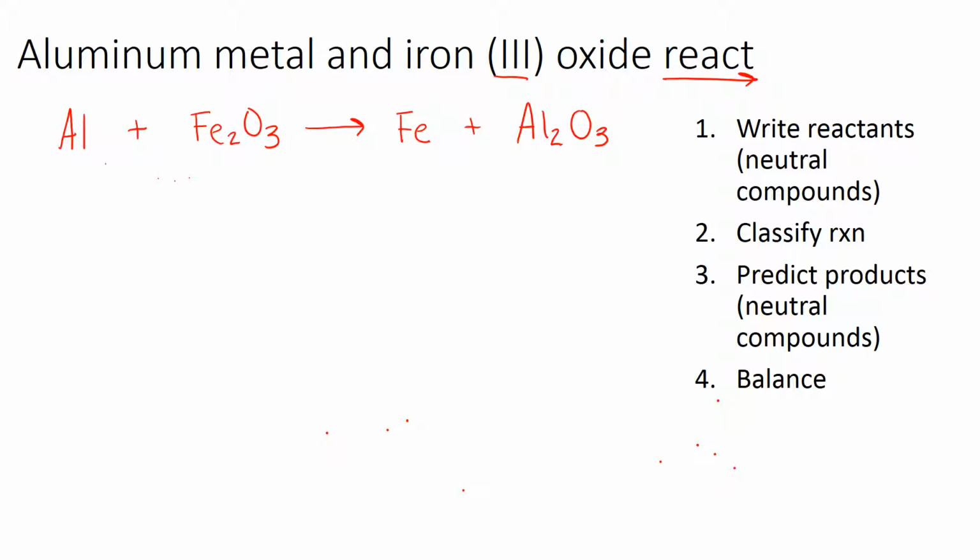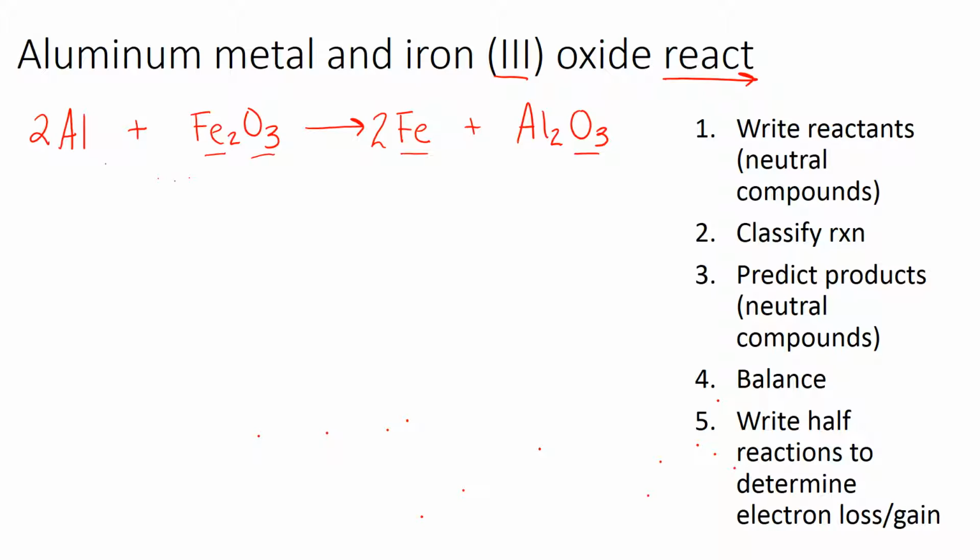So I have 1 aluminum on my reactant side and 2 on my product side. So I'll put a 2 in the coefficient spot for aluminum, and that is now balanced. I have 2 irons on the reactant side, and I have 1 iron on my product side, so I'm going to put a 2 in the coefficient, and those are now balanced. 3 oxygens on the reactant side, 3 oxygens on the product side. We're good. We don't have to change anything. So now my next step is to write half reactions for this, so I can figure out who's gaining electrons and who's losing electrons. So let's start with aluminum.